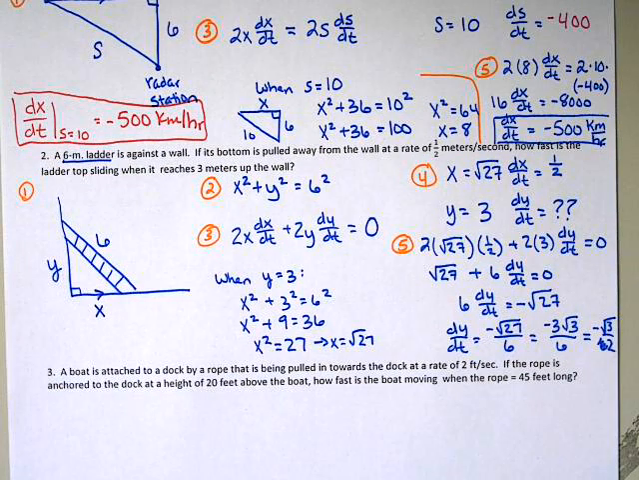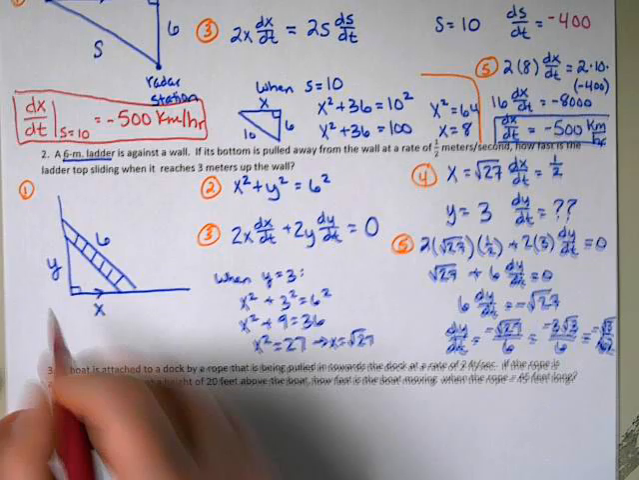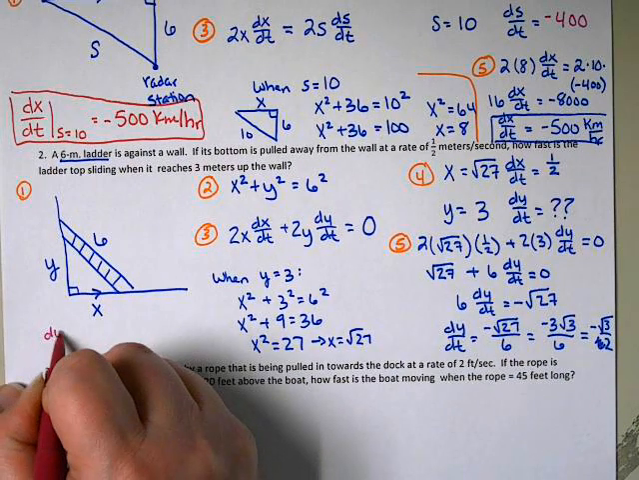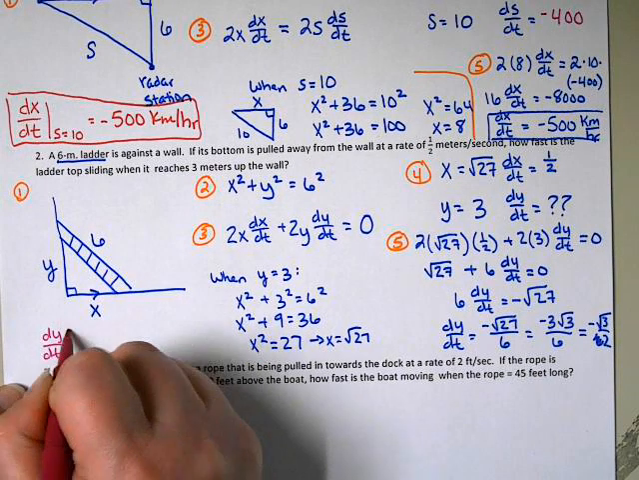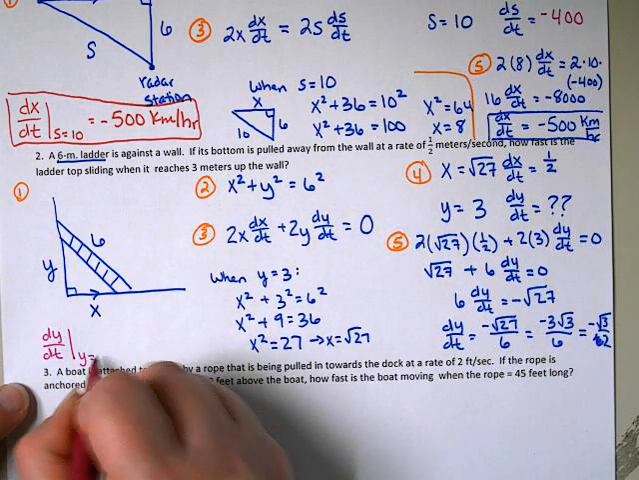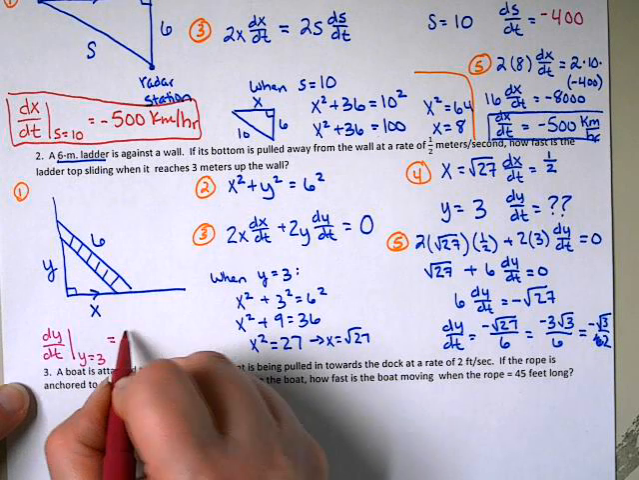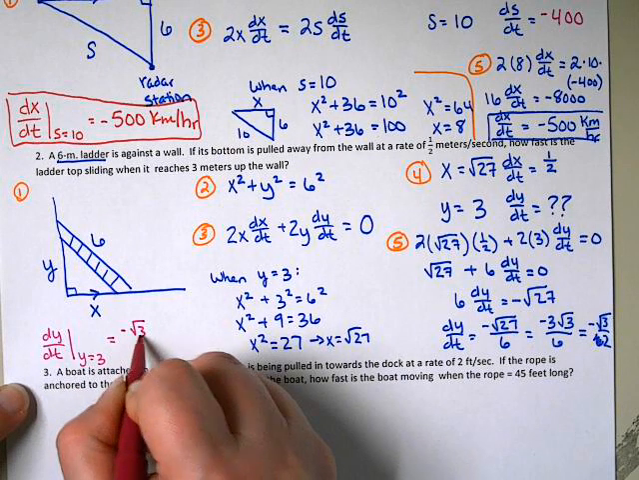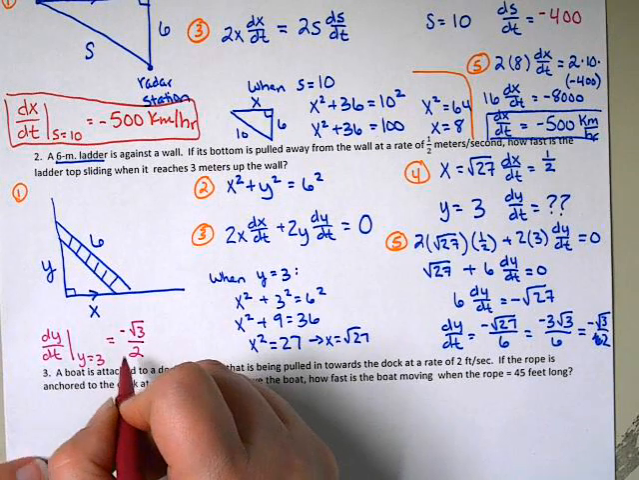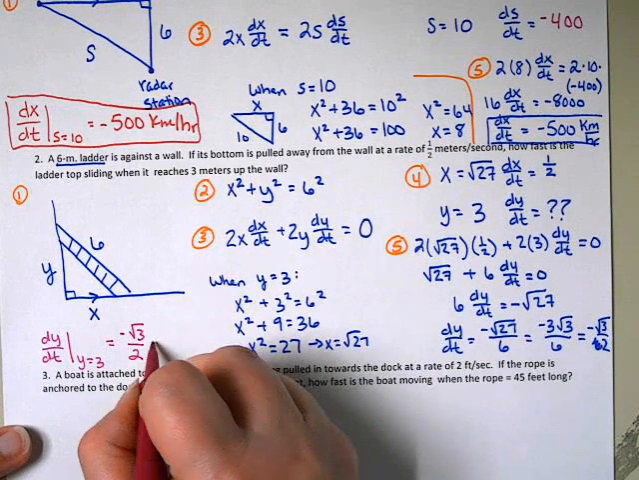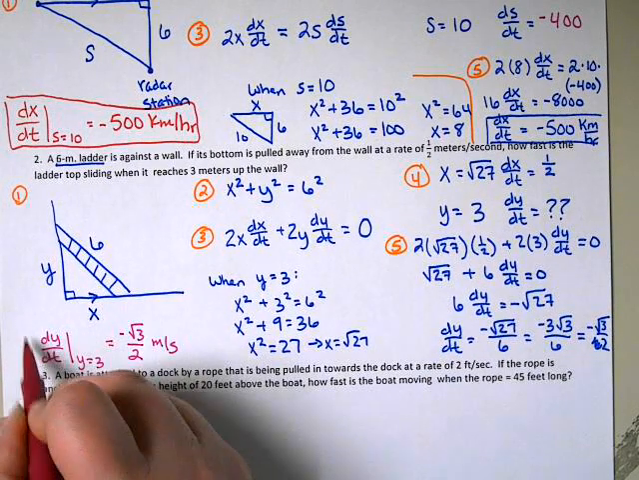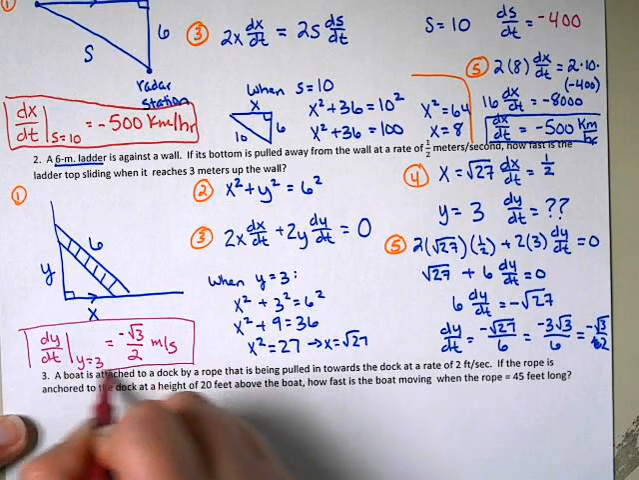And I'm going to again go over to the side here and write my final answer. So I know that dy/dt when y equals 3 is equal to negative square root of 3 over 2, and then I need some units here, meters per second. So this is my final answer.